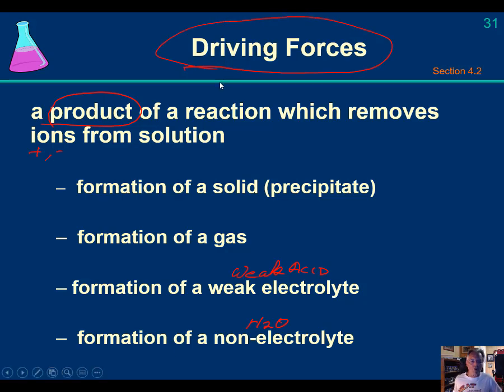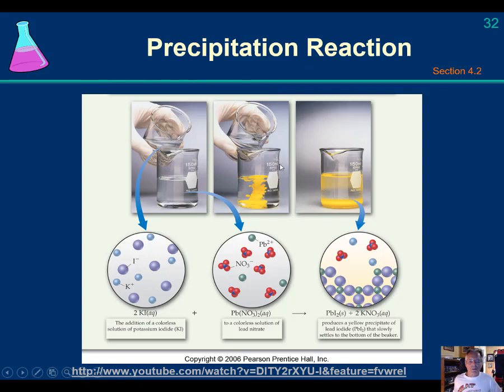So let me show you what I mean by all of that. So here's a precipitation reaction. What I have here is potassium iodide. Now when I put potassium iodide into water, it dissociates into the iodide ion and the potassium ion. So each one of these little dudes is indicating a potassium ion, and these big old guys are the iodide ions. So they are free ions in this solution.